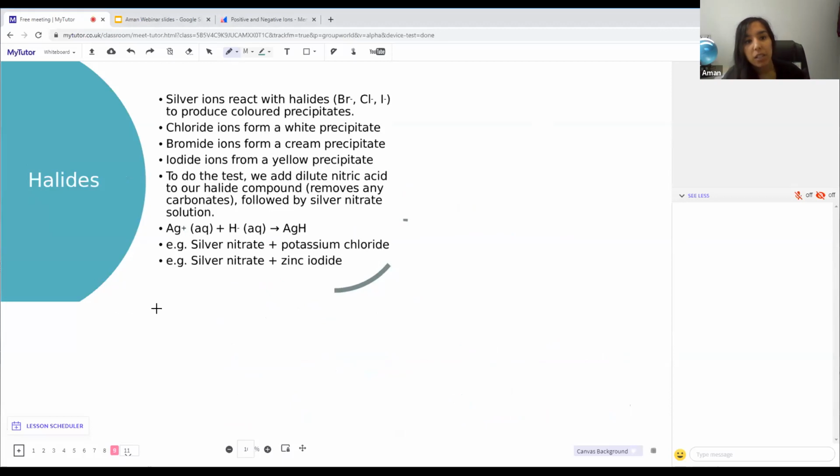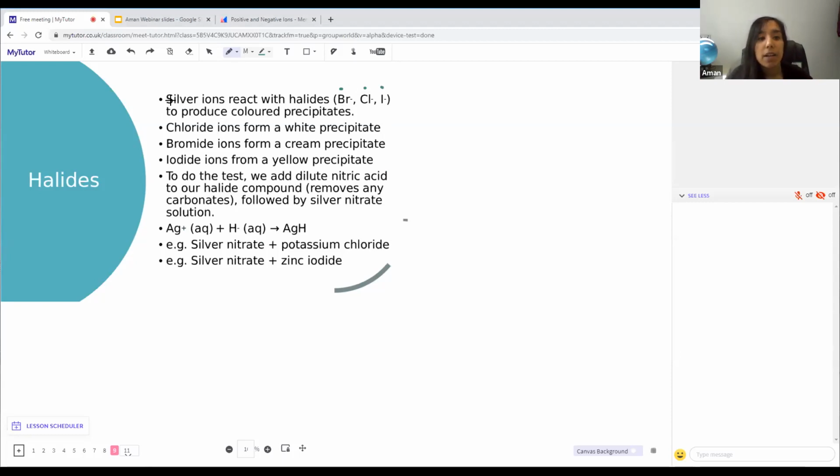So halides. The halides are the second negative ion, and someone asked me earlier, what is a halide? A halide is just a fancy term for a halogen. There are three halides that we need to know about: bromine, chlorine, and iodine. What's really important with these is that we can distinguish between them when we react with silver ions.